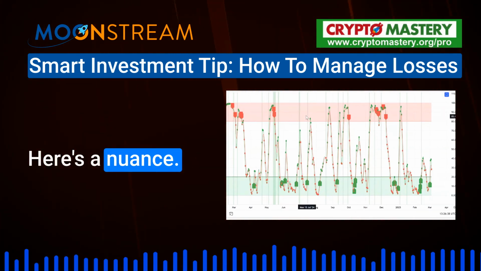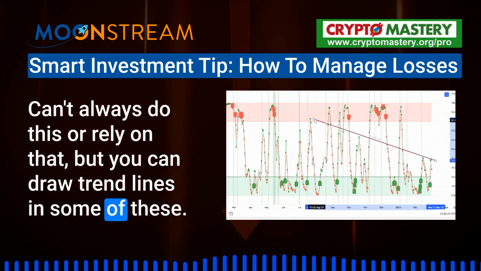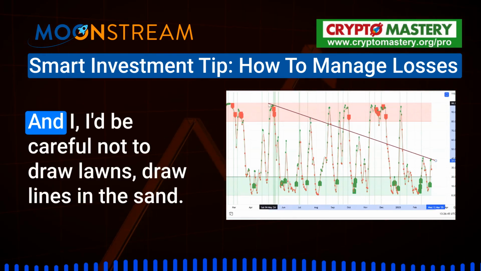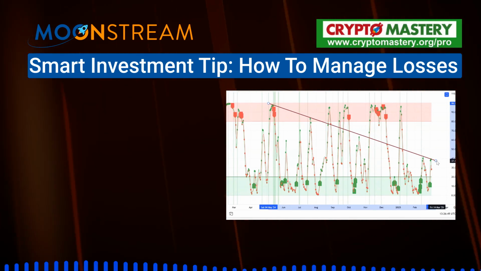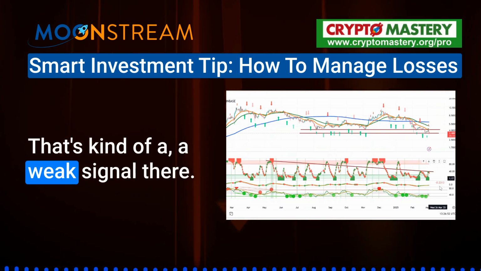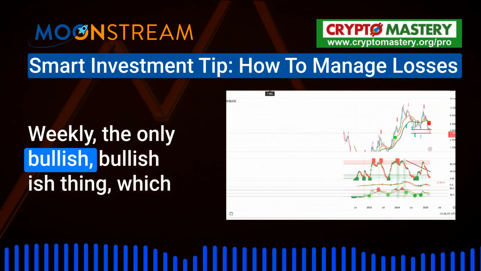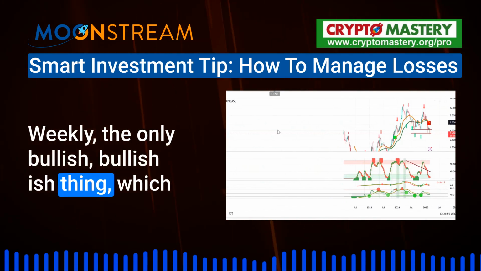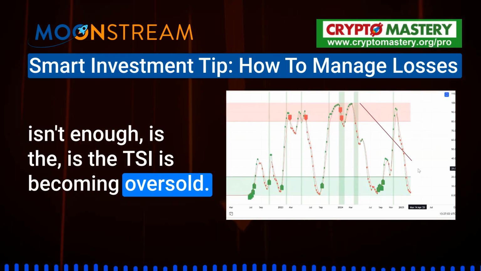Here's a nuance. You can't always rely on this, but you can draw trend lines in some of these. I'd be careful not to draw lines in the sand, but that's kind of a weak signal there. Weekly, the only bullish-ish thing, which isn't enough, is the TSI is becoming oversold.